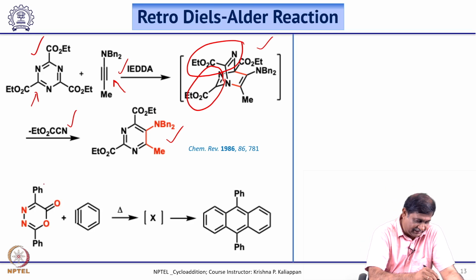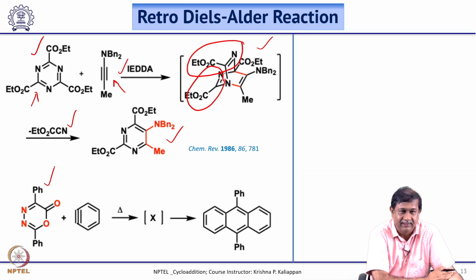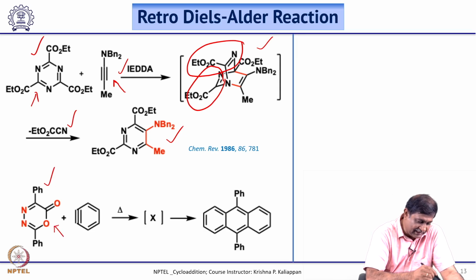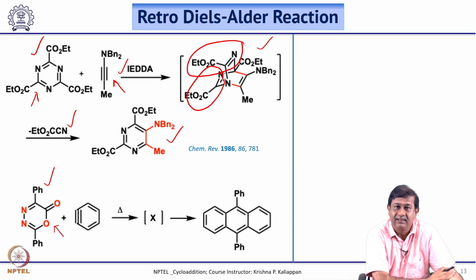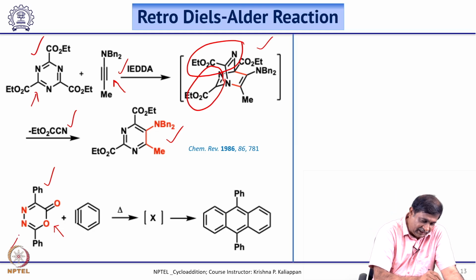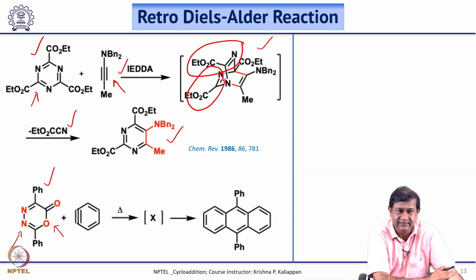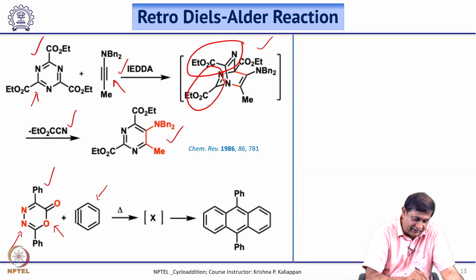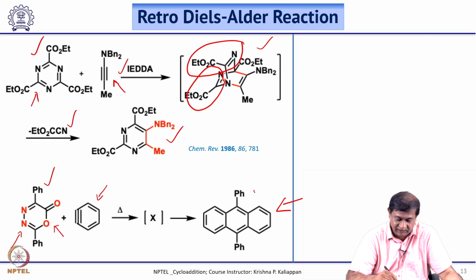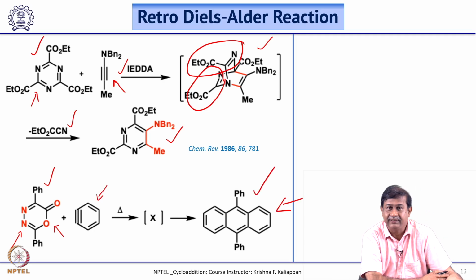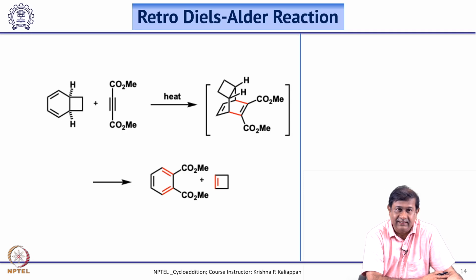So, you take a diene. Okay. The diene has a stable leaving group which is carbon dioxide, but one can also see another stable leaving group, nitrogen. Okay. So, if you take this diene and then treat with excess benzene, you get this diphenyl substituted anthracene. So, this is another classical example.